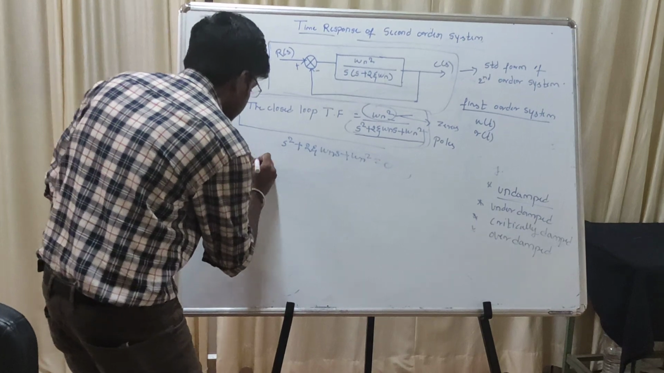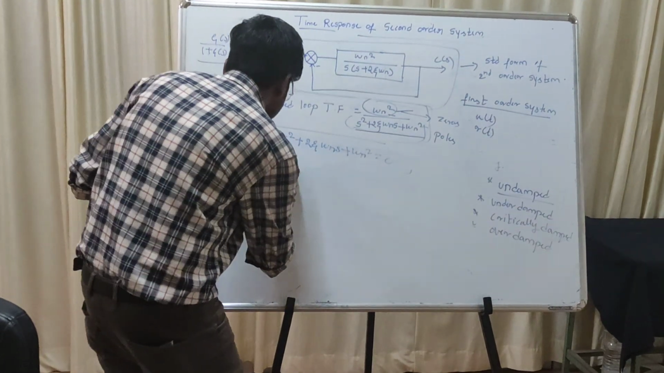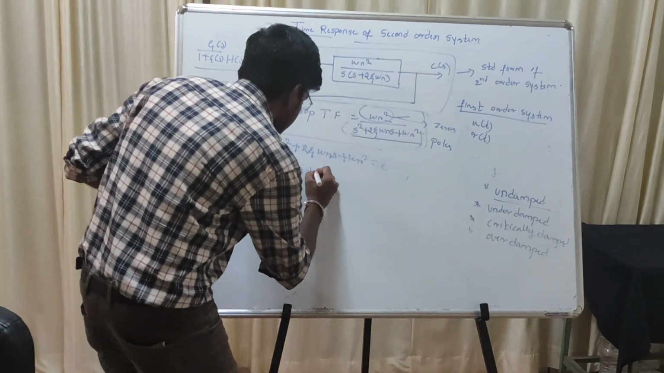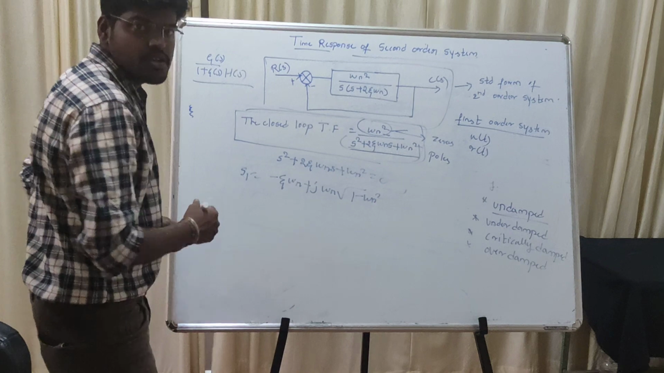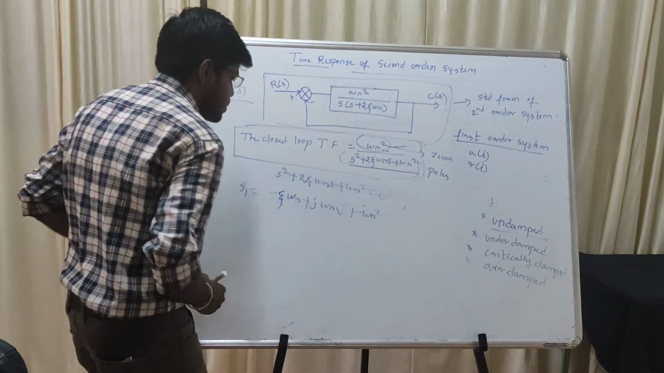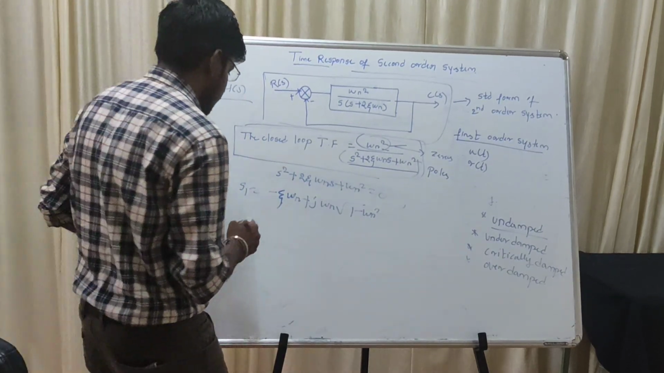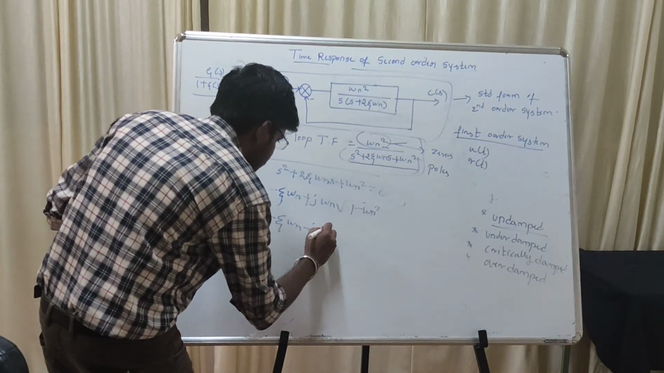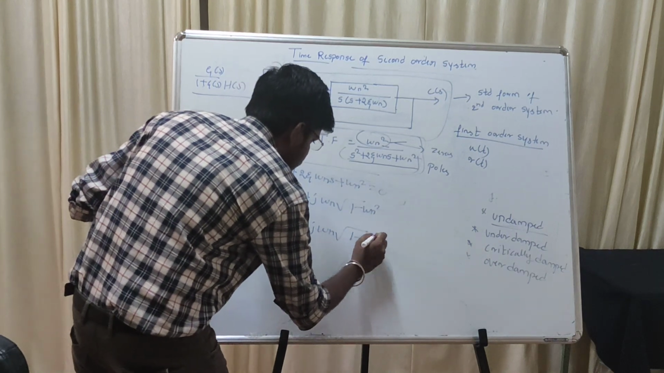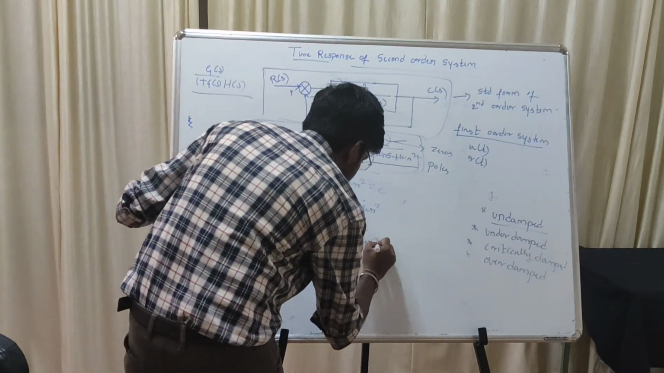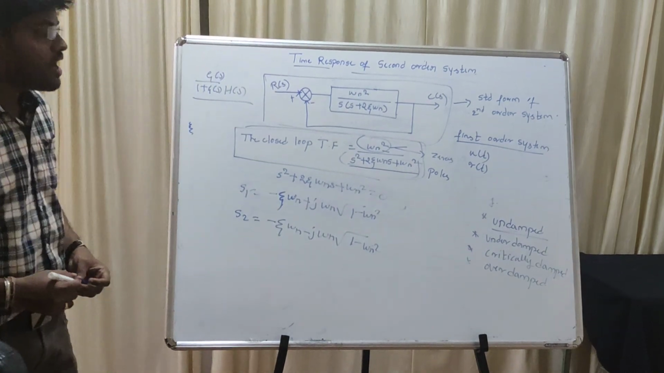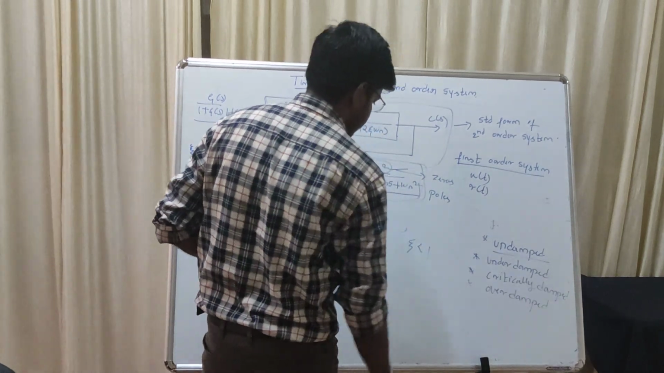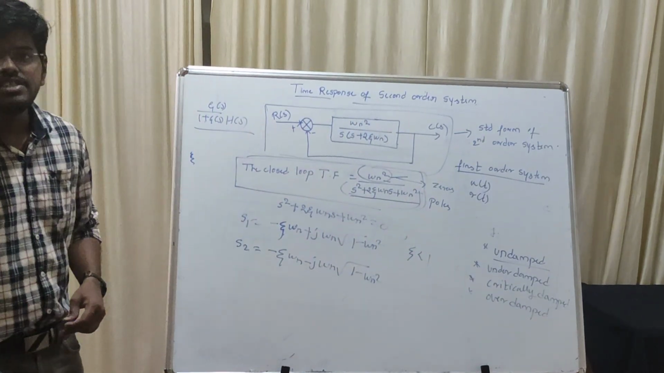s1 will be minus zeta omega n plus j omega n square root of 1 minus zeta square, and s2 will be minus zeta omega n minus j omega n square root of 1 minus zeta square. So these are the roots when the system is underdamped, when the zeta value is less than 1. Most of the systems are designed with zeta value less than 1.